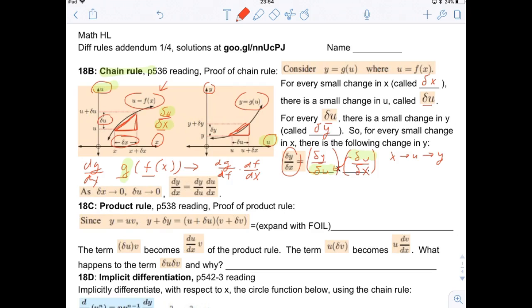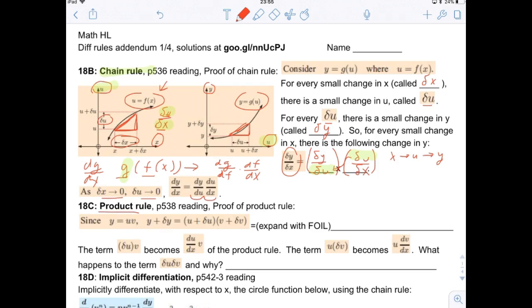And so what happens is you do a limit as the delta x's and the delta u's approach 0, and as a result, these finite triangle sides, delta x, delta u, etc., become infinitely small triangle sides, and then you end up with dy/du and du/dx, which are 0 length but have a finite value. Okay? All right.